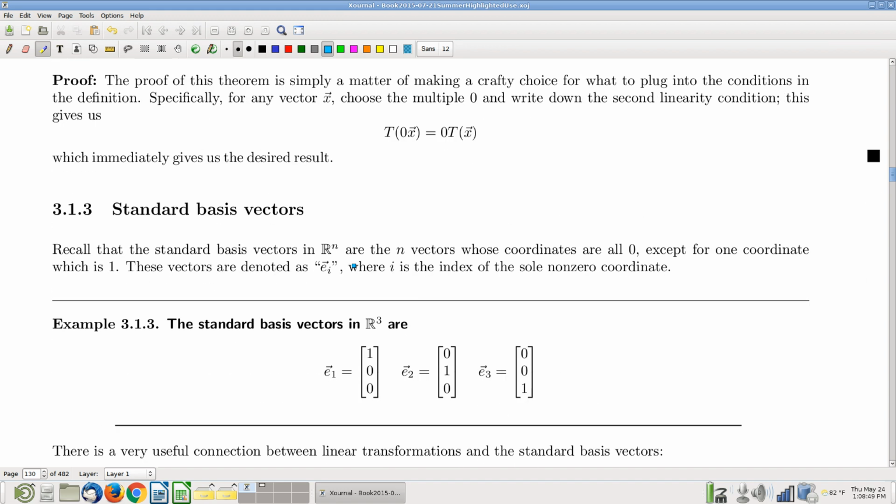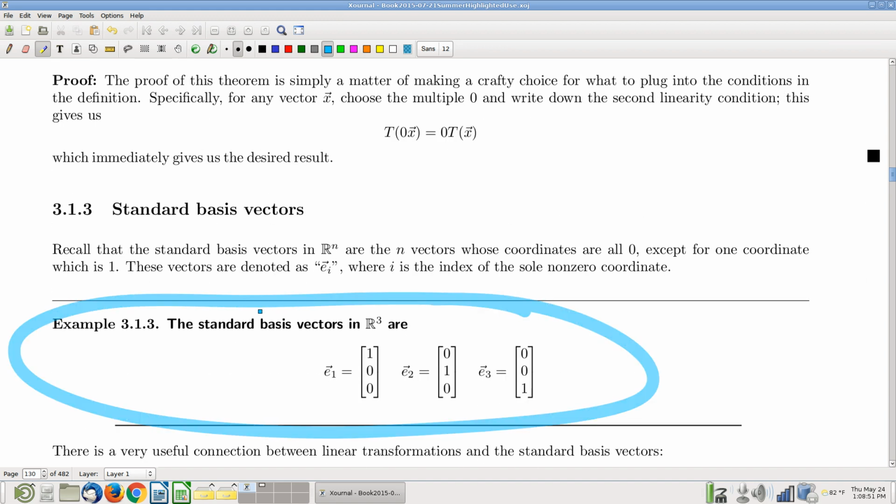Okay, I hope everybody remembers the standard basis vectors. We talked about these on the first day of class, or first or second, very early in the class. These are unit vectors that point along axes. These are the standard basis vectors in R3. Of course, there are also standard basis vectors in any Euclidean space, but we're going to talk about the ones in R3. Recall this notation, E1, E2, E3.